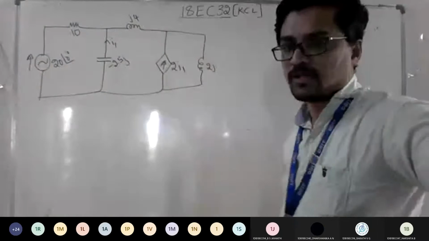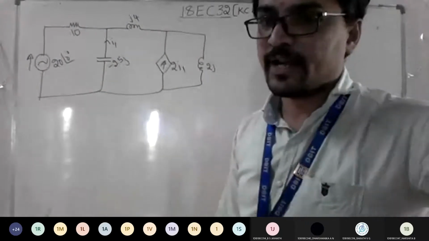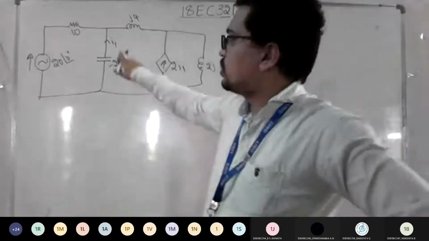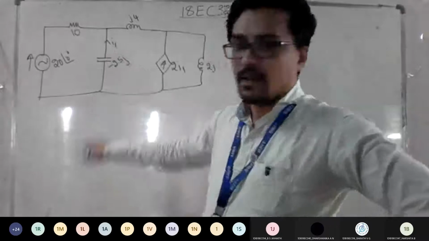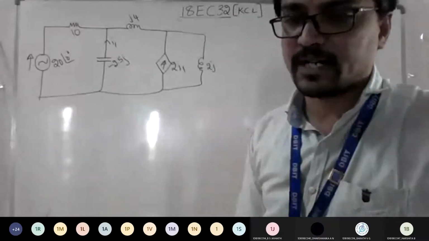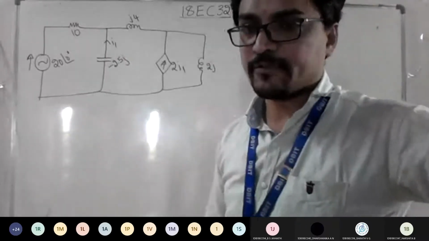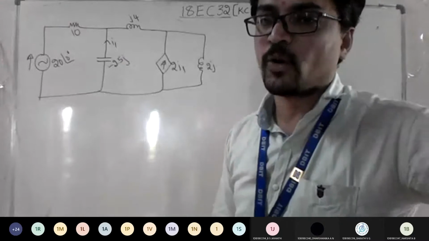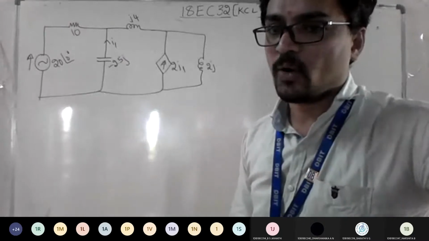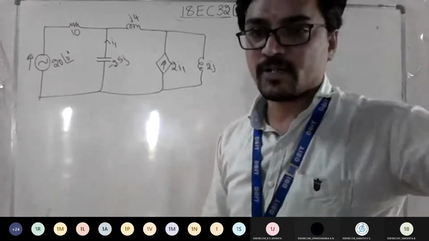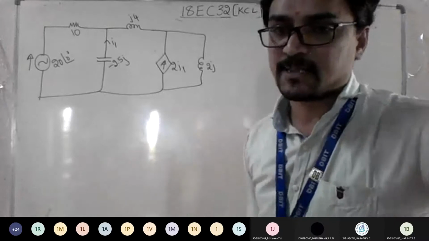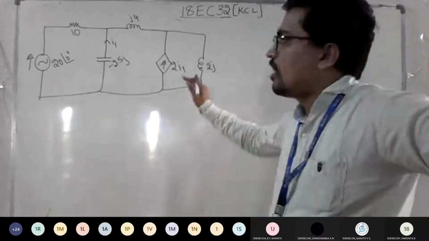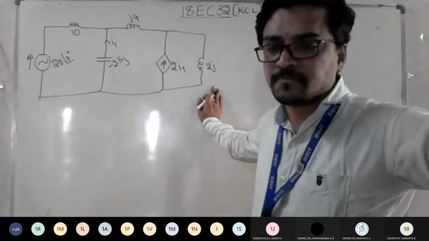Okay, so the concept is simple. They've asked you to find the current I1 across this minus 2.5j capacitor. If you want to find the current, you need to find the node voltage. If you find the node voltage, I can use I equals V by R and get the answer. So before that, how many principal nodes do you have?